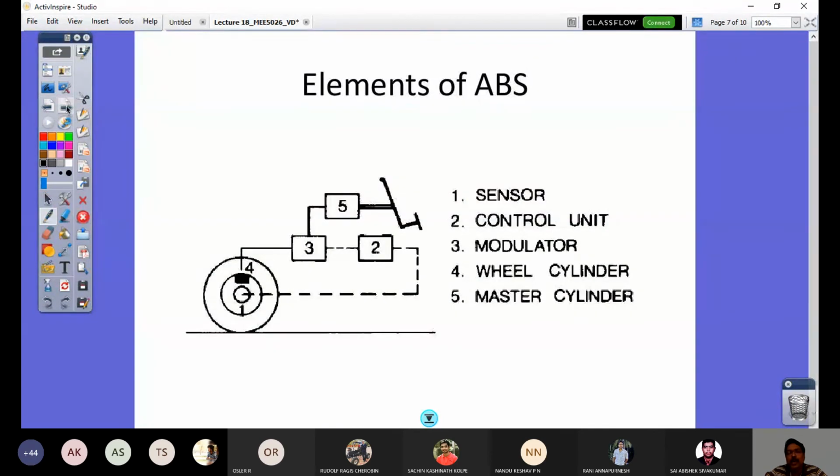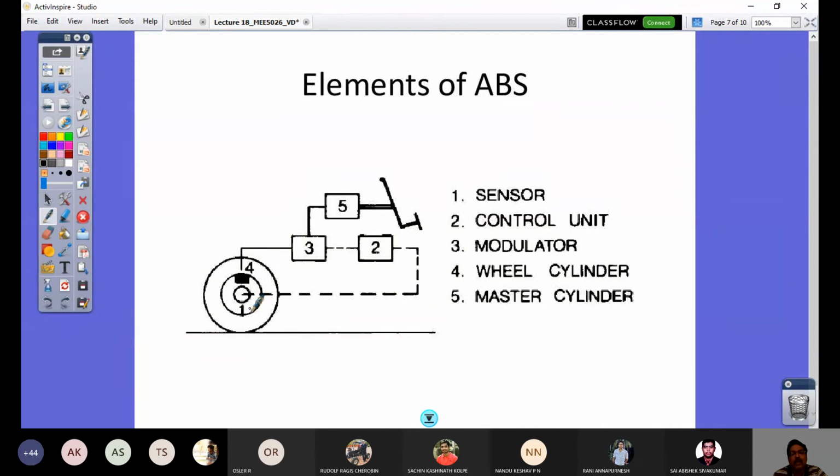So there are 5 important elements in that. So one is what, the sensor. It has got a sensor. This sensor is normally a sensor which measures the rotational velocity of your vehicle. Right? Rotational velocity of your vehicle, omega. How can it be measured? By means of some tooth wheels and some pickup.